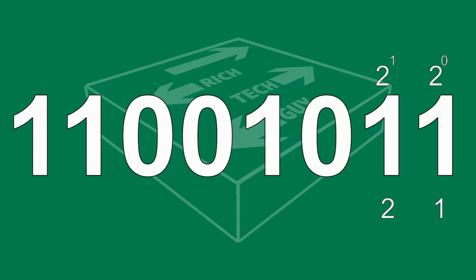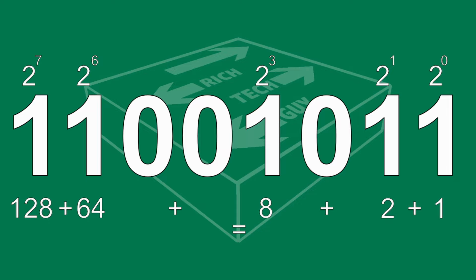Okay. The next digit is a 0, so we're going to skip over that, and we're going to go to 2 to the power of 3, which is 8. And then we have two more digits that are zeros, so let's skip over them. And we are going to have 2 to the power of 6, which is 64, and 2 to the power of 7, which is 128. If we add all of these numbers up together, this binary number represents the decimal number 203.